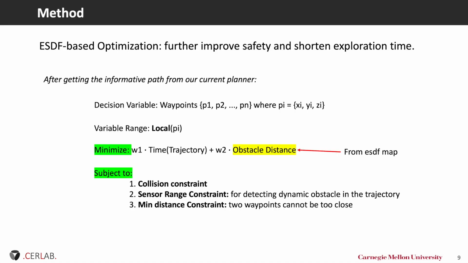After that, we further optimize the waypoints of our trajectory to further improve safety and shorten exploration time. In this case, our decision variables are the waypoints, and we are conducting local minimization of trajectory time and obstacle distance of the trajectory, which can be directly obtained in the ESDF map. Constraints are set to ensure no collision and also a good view of obstacle detection with a high quality of path. Next part, I will show you some results.